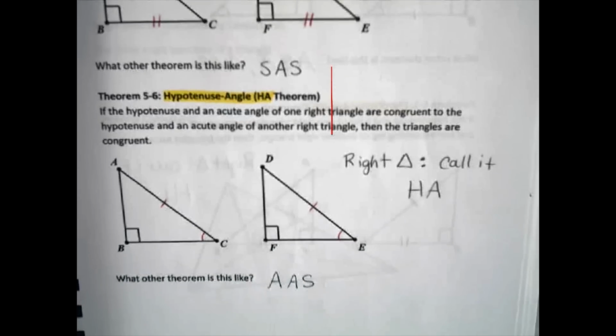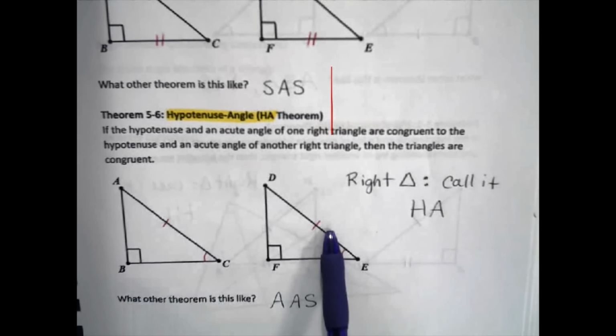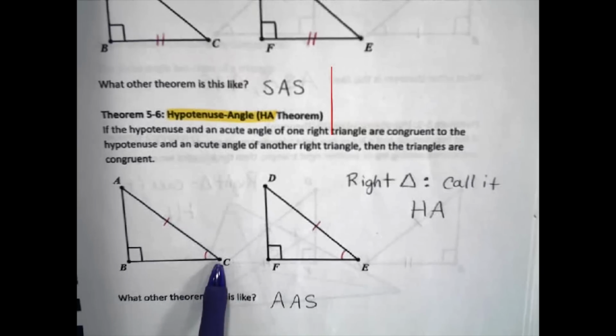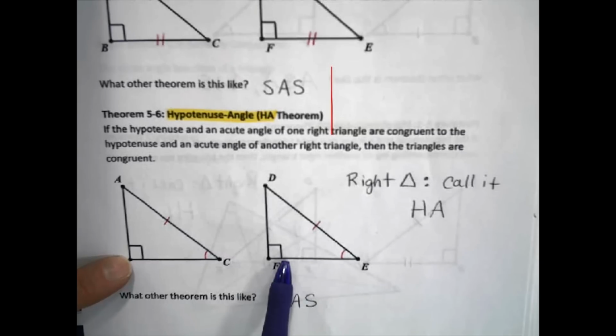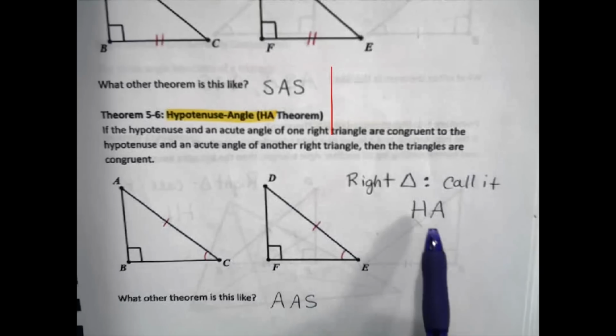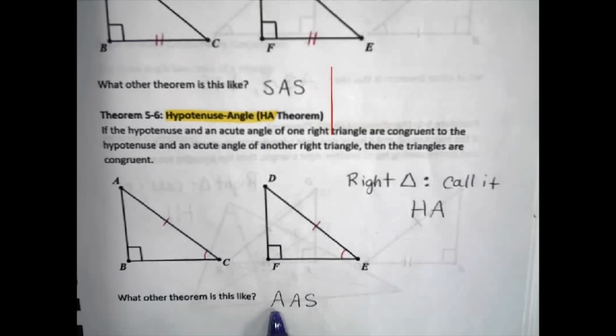Another special one is the hypotenuse angle theorem. This says that if the hypotenuse and an acute angle of one right triangle are congruent to the hypotenuse and the acute angle of another right triangle, then the triangles are congruent. Again, keep in mind that they also have one 90-degree angle in common. So for a right triangle, we give it the special name of hypotenuse angle, but really it's no different than angle, angle, side.